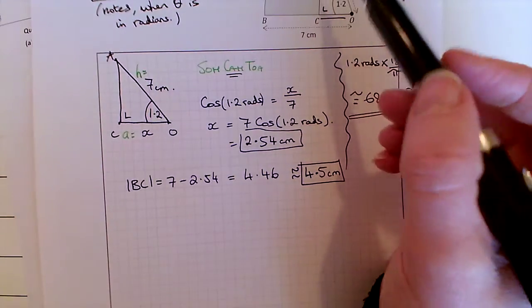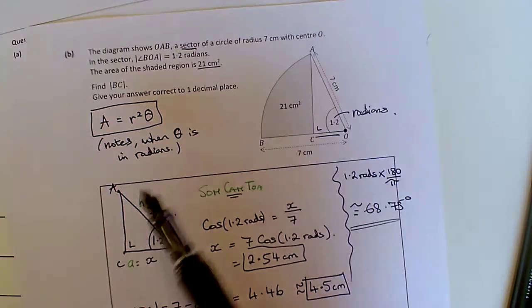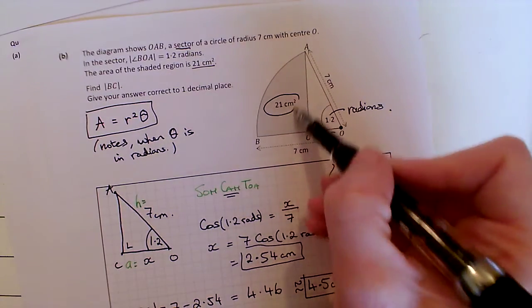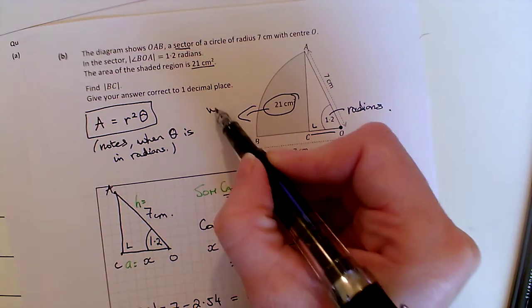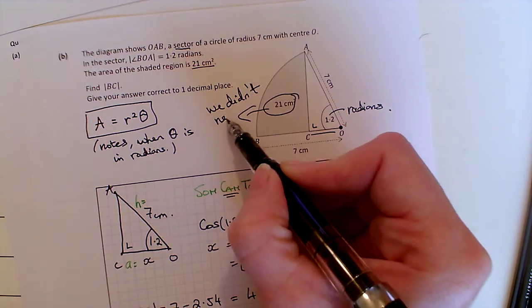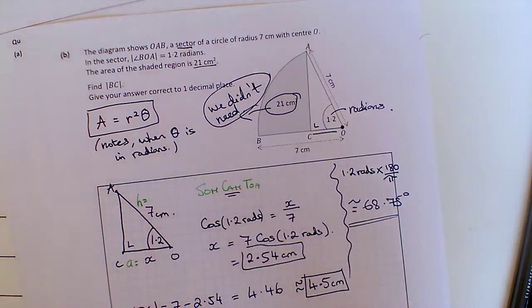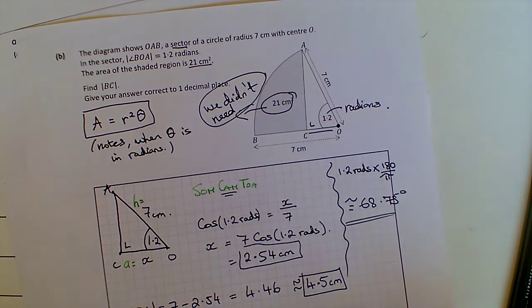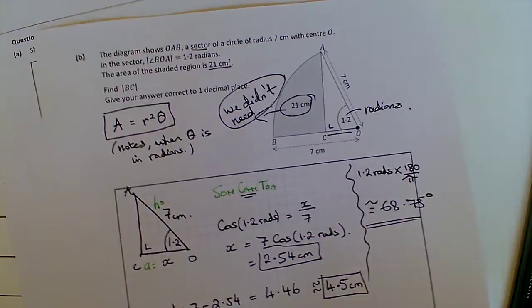Okay, so they didn't need us to use the area at all, but they could have done. So this was extra information. We didn't need this. They don't do it very often, but occasionally there's more information in a question than you need. Yeah, okay, so we'll move on.